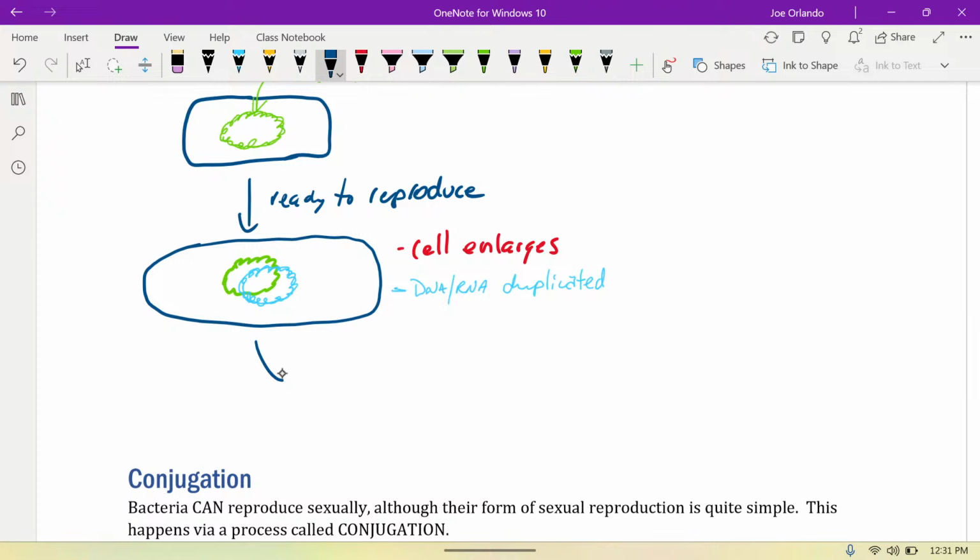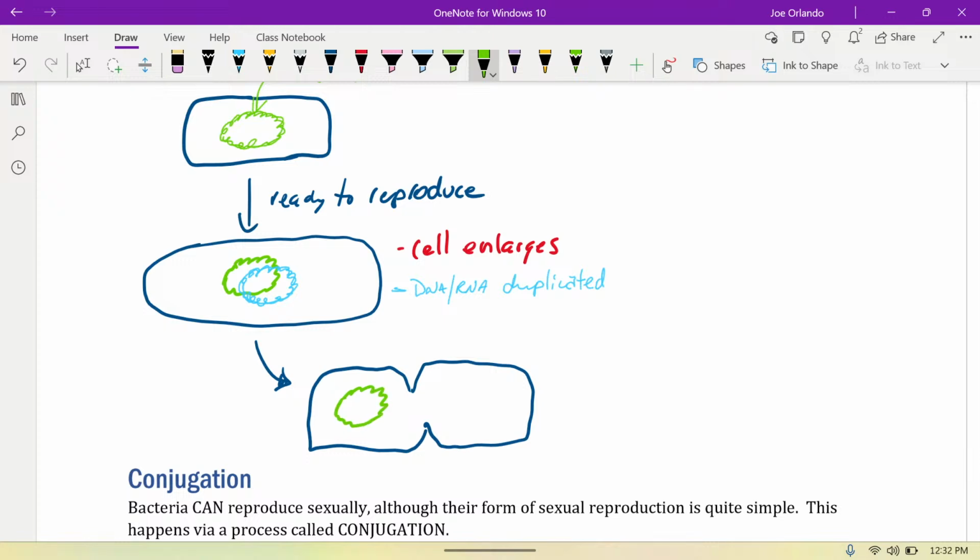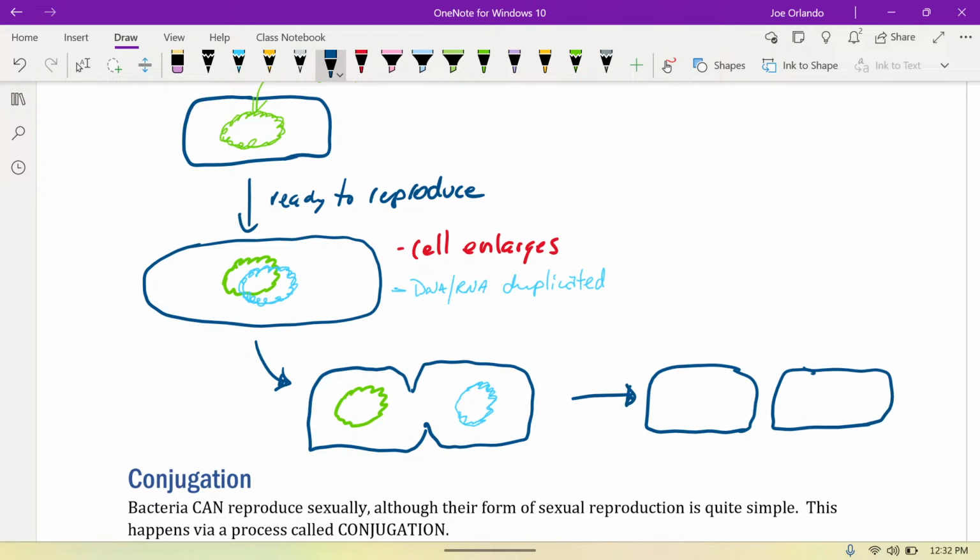Then they are going to start to pinch off in the middle like that. And of course, for that to happen, we want one copy of the DNA to go to this side, and we want another copy to go to that side, just like that. And then what's going to happen? They're going to fully separate. And what do you have? Two daughter cells. How do they compare to the first?